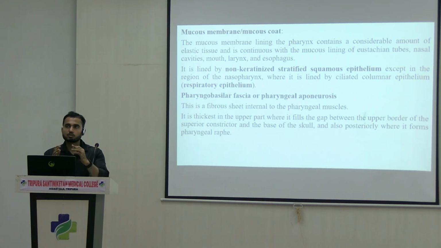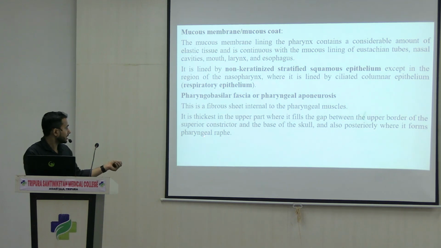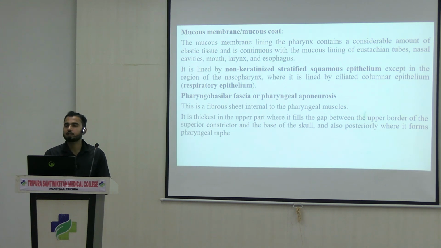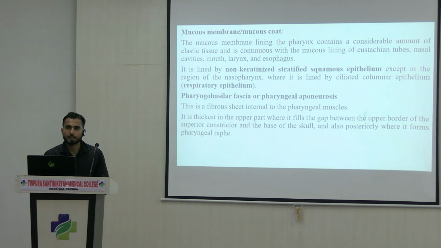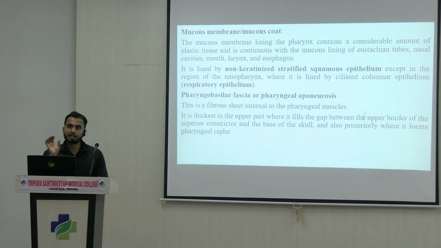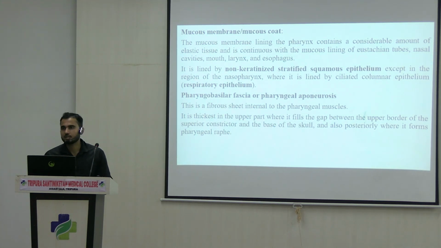So this is the superior aspect. Next, when it goes posteriorly, it is again very thick and forms the pharyngeal raphe, which is a fibrous band present on the midline of the pharyngeal wall, on the posterior aspect. Why? Because the pharyngeal muscles go and attach to the pharyngeal raphe. That's why the pharyngeal raphe is very important.